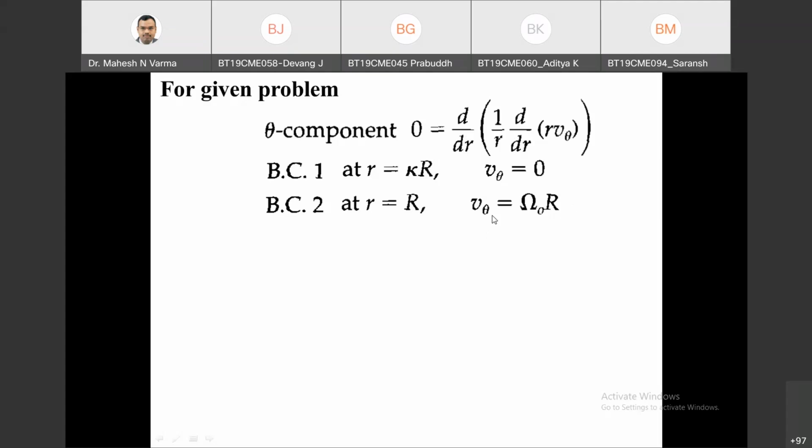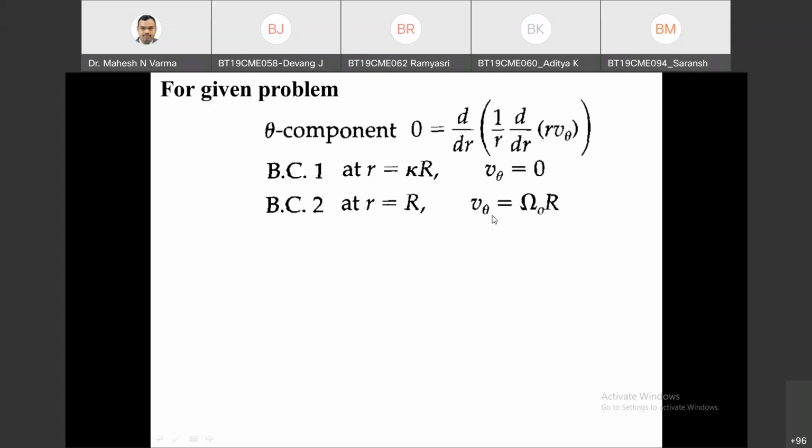Roll number 62, Rameshri. Yes, sir. What do you get after the first integration? Sir, we get 1 by r into d by dr of r v theta equal to c1. Okay, and then you can now shift the r, rearrange the r, then integrate again.